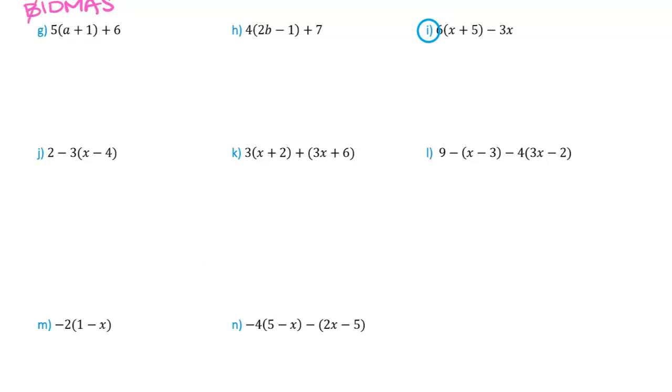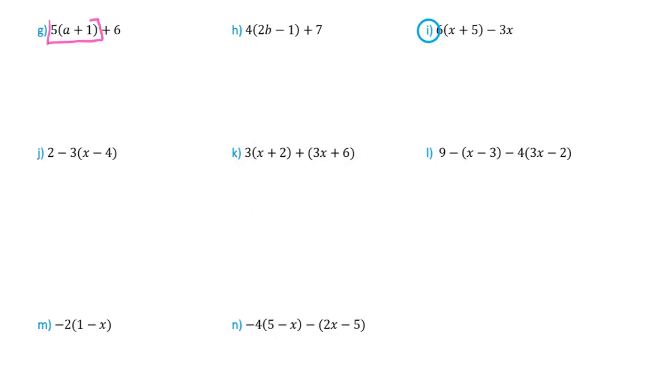So don't need to worry about the B. We also don't have any powers, so don't need to worry about that. Division and multiplication are as important as each other. There's no division, but there is a hidden multiplication. Remember, in between that 5 and that bracket, there's a multiplied sign. So that tells us we're going to multiply out this bracket, and then we're going to add this 6 on.